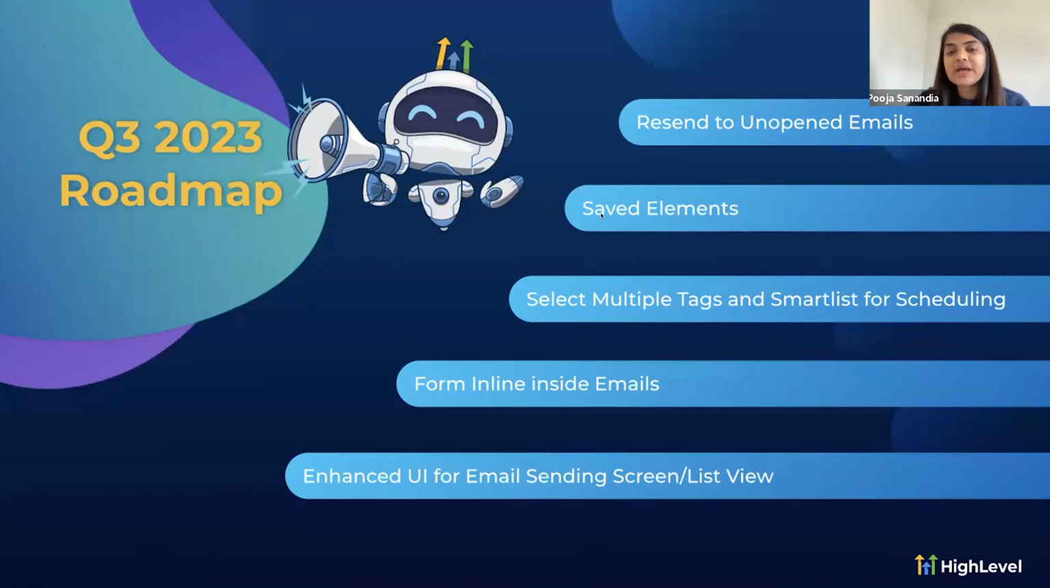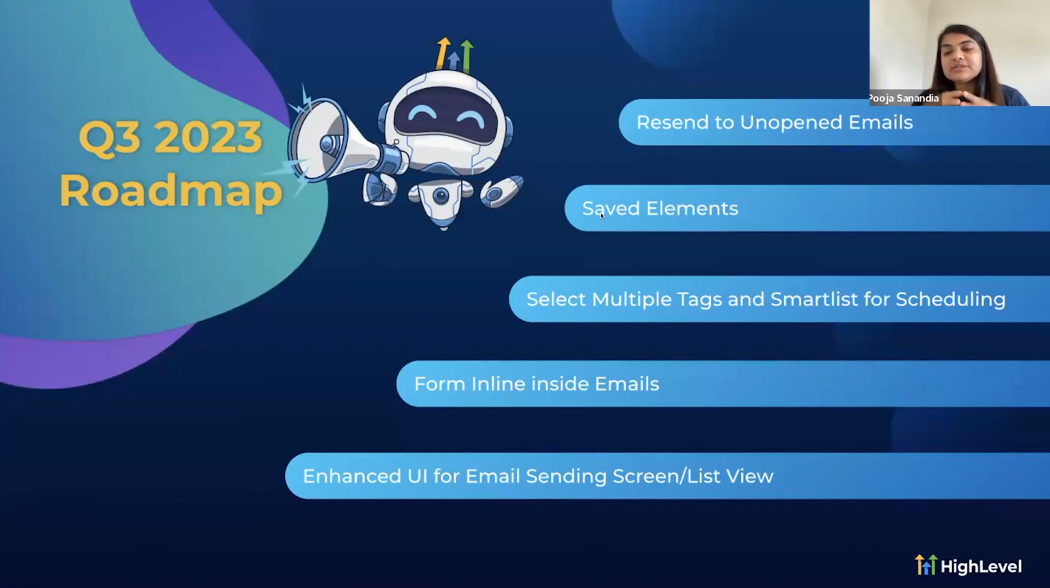Then in quarter 3, we have other things such as saved elements. Today not everyone would be creating a template and then moving to a campaign. They would like to have some sort of reusable component as well. For example, if they have socials, they just want to take that and use it as a reusable component in the new template, right?